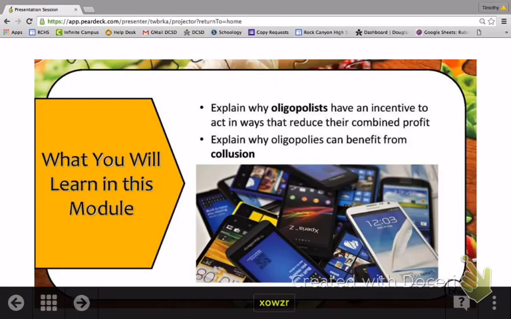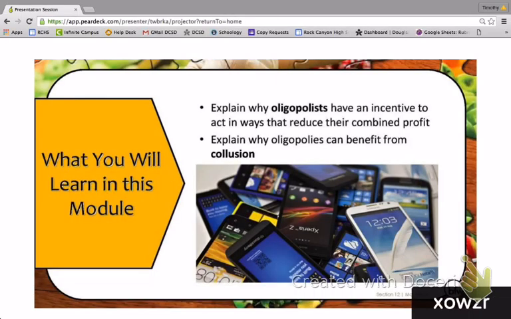In this module, I will explain to you why oligopolists have an incentive to act in ways that actually reduce their combined profits, which seems odd, but will make sense after we look at it. And then I will explain why oligopolies can benefit from collusion, or working together to try to maximize their profits.